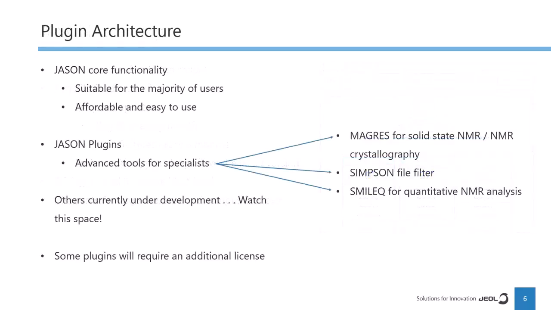Now, I mentioned at the beginning of this presentation about the plugin architecture within JSON. So JSON's core functionality is designed to be suitable for the vast majority of users. So the average chemist in the laboratory will be able to take JSON with their NMR data and be able to analyze their compound and get the information out that they want.